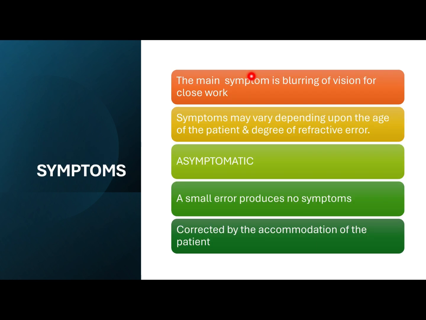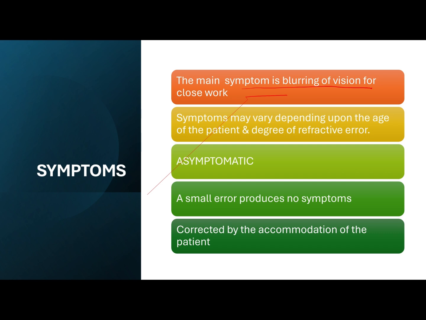So what are the symptoms of hypermetropia? The main symptom is blurring of vision for close work. Why does this happen? Because normally for close work we use our accommodation, correct? We use our accommodation to look at near objects. But in a hypermetrope, they use their accommodation to see distance. So they have already utilized all their accommodation. So when they try to do close work, they are not able to, and their main symptom is blurring of vision for close work.